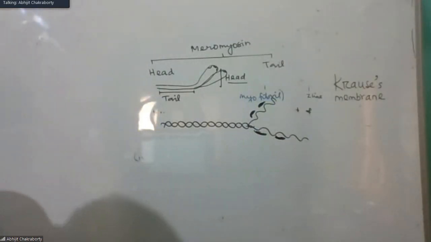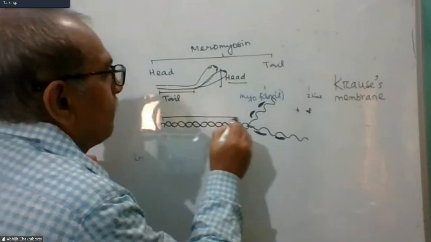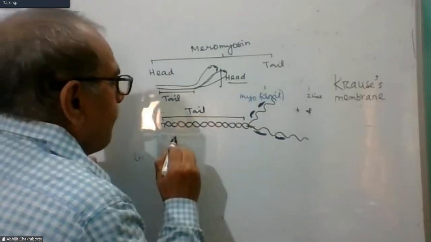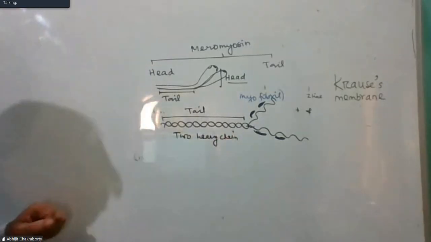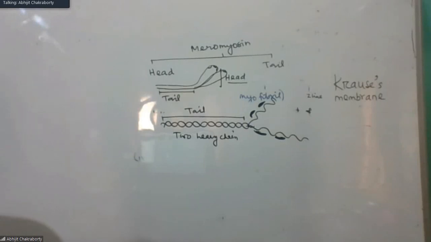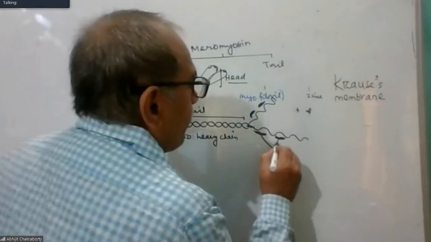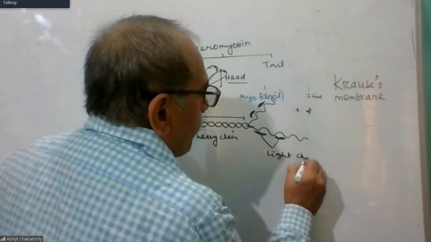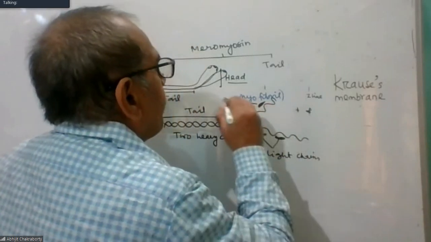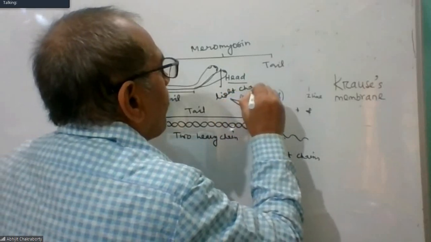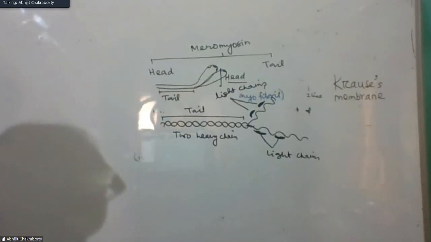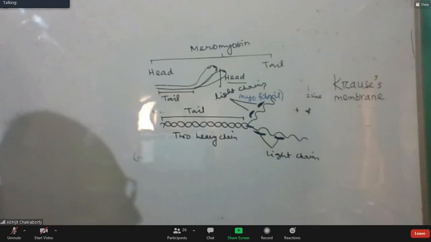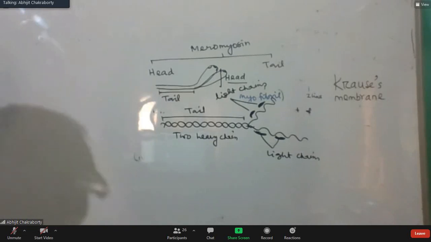So this part is the two heavy chains. Two heavy chains, and here you will get the light chains. In this way, there are four light chains. Are you getting me now? Okay. Now regarding the thin myofilament, can I rub it out?